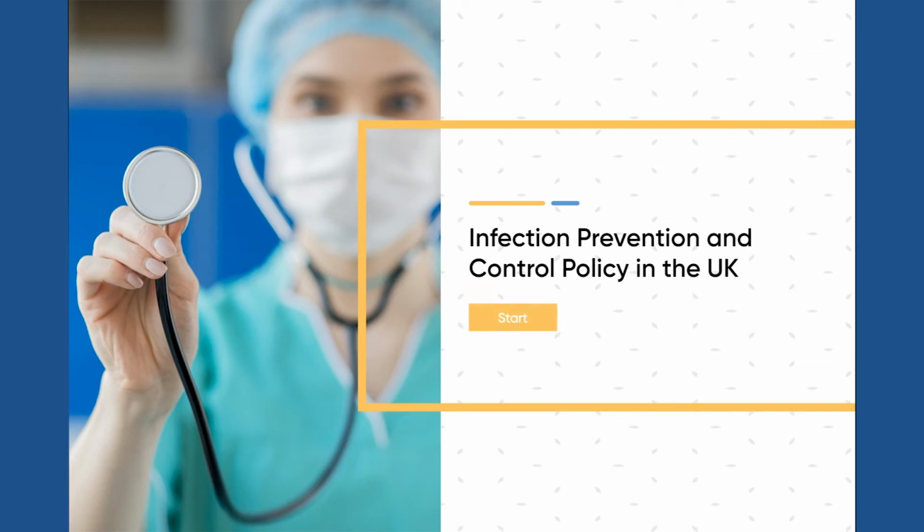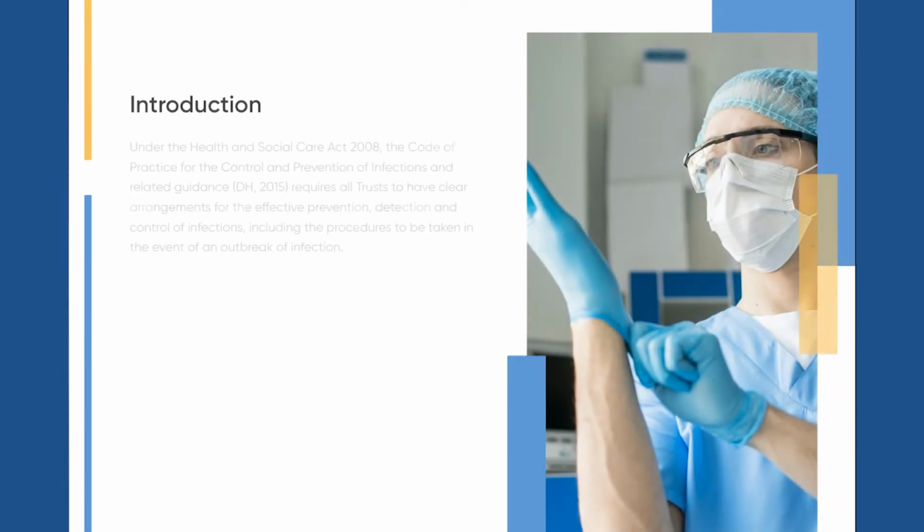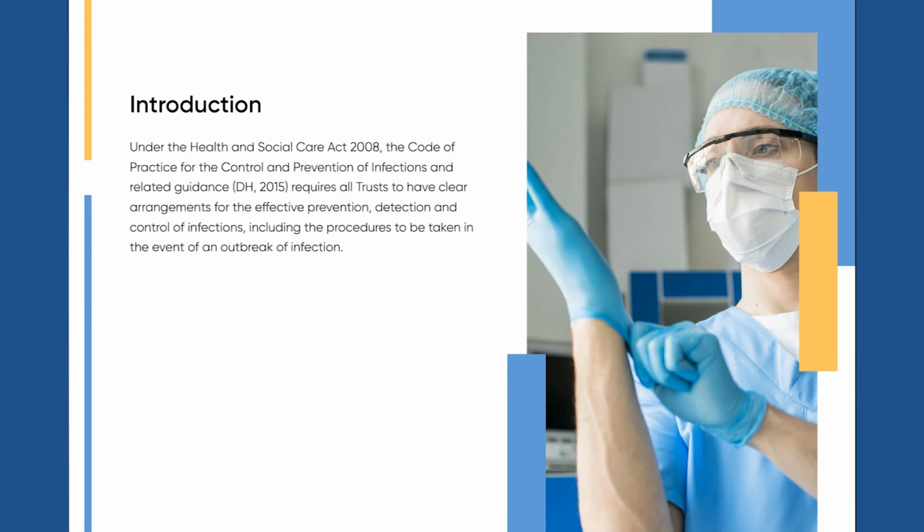Infection Prevention and Control Policy in the UK. Introduction. Under the Health and Social Care Act 2008, the Code of Practice for the Control and Prevention of Infections and Related Guidance, DH, 2015, requires all trusts to have clear arrangements for the effective prevention, detection and control of infections, including the procedures to be taken in the event of an outbreak of infection.